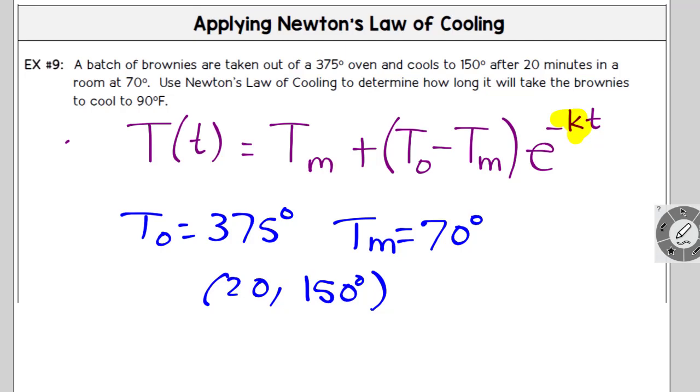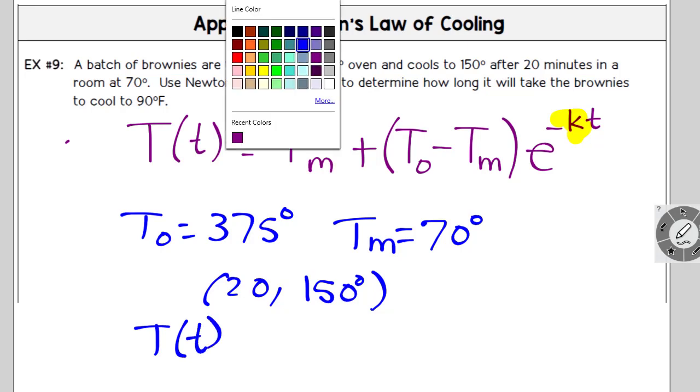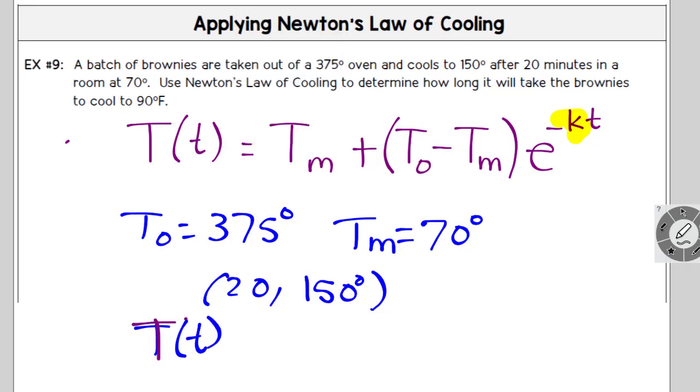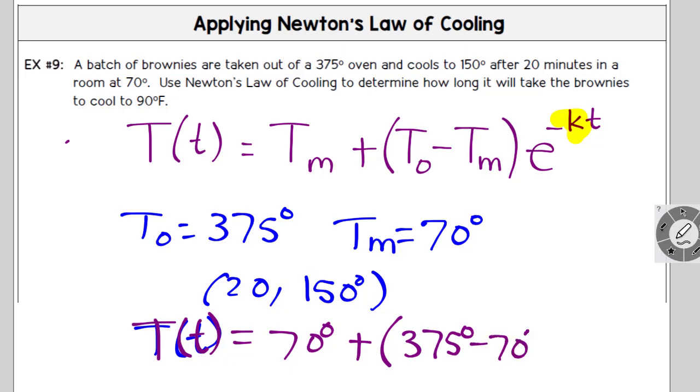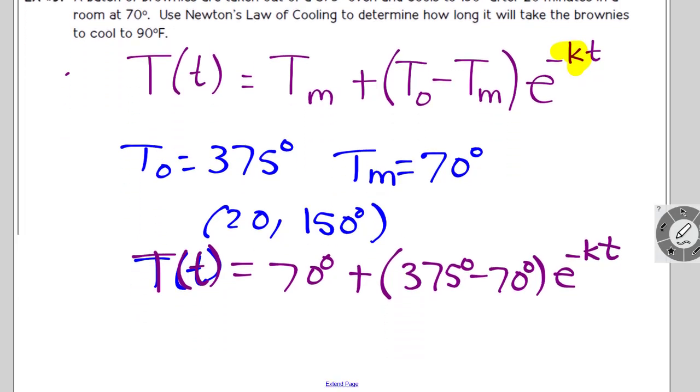Okay, our basic model is now T(t) equals the temperature of the surrounding medium plus our initial temperature minus that temperature of the surrounding medium, e to the negative kt. Okay, that's our basic formula.